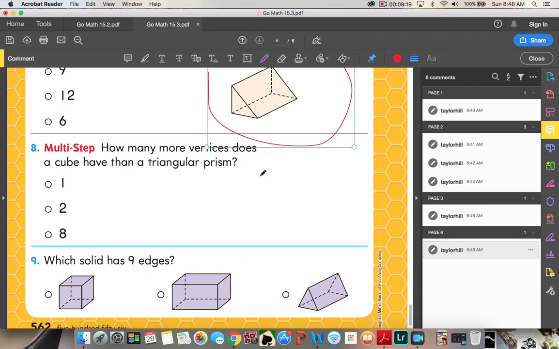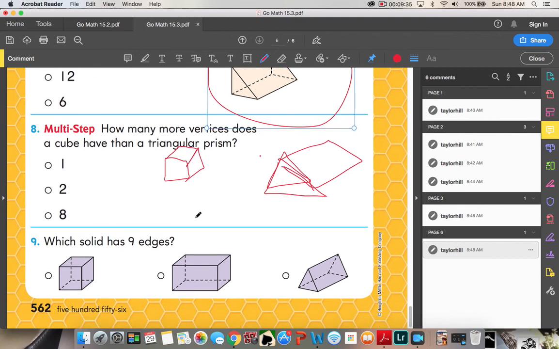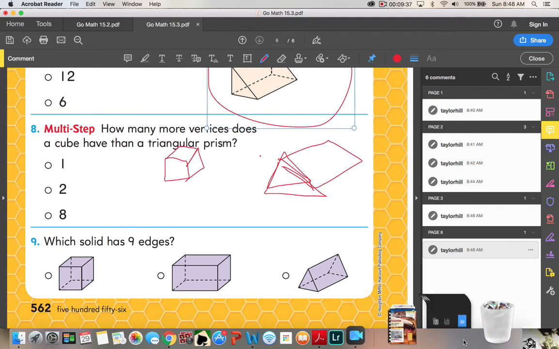Okay, how many more vertices does a cube have than a triangular prism? So I would suggest drawing the shapes, cube, and then a triangular prism, and count the vertices, which are the corners. Okay? Alrighty. Awesome.